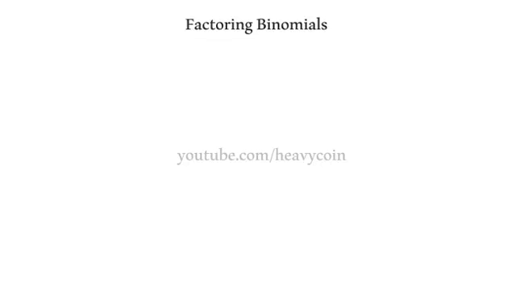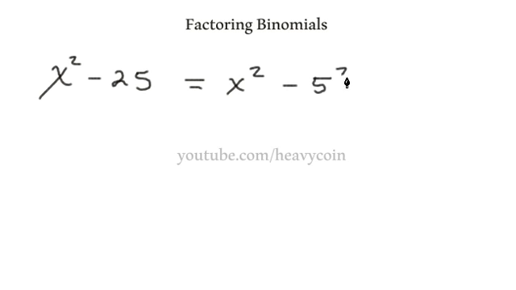Alright, in this series of problems, we are going to be factoring binomials. And let's just write up an easy binomial. How about x squared minus 25? Bi meaning 2, so there's two terms here. And I can actually rewrite this as x squared minus 5 squared. Okay, so this is the difference of two squares. And you notice that 5 squared obviously is 25.